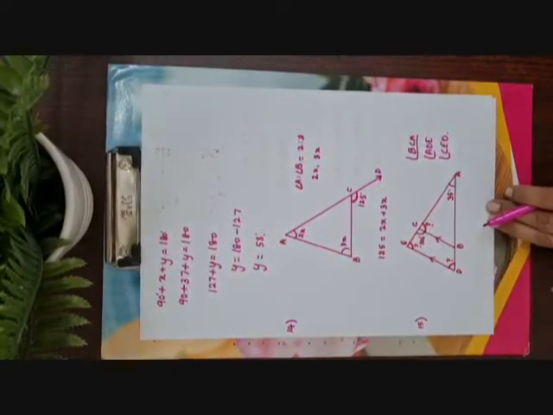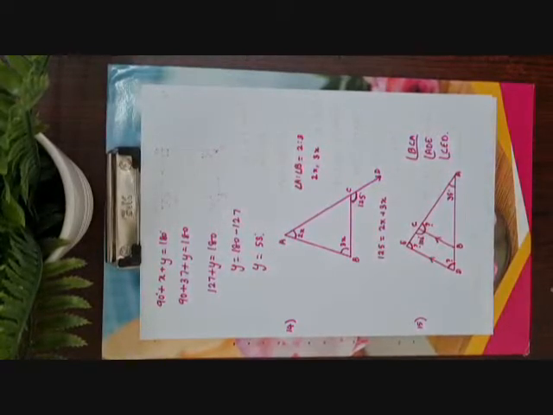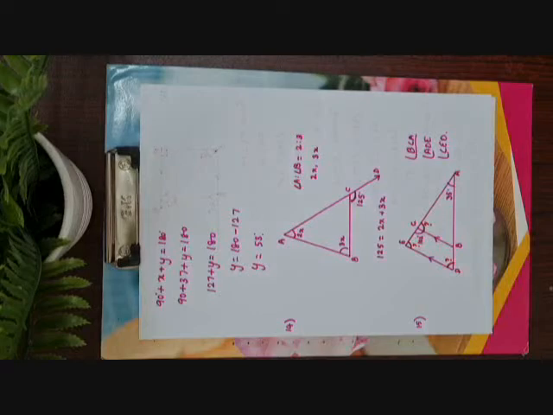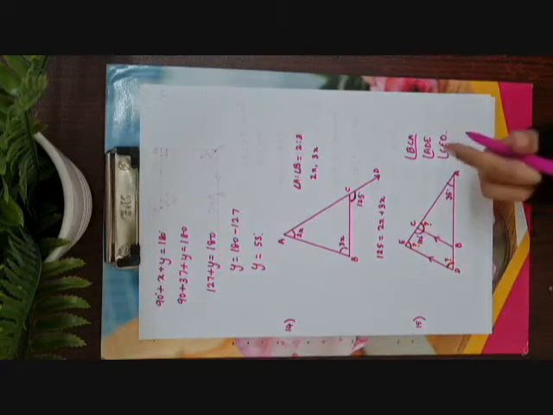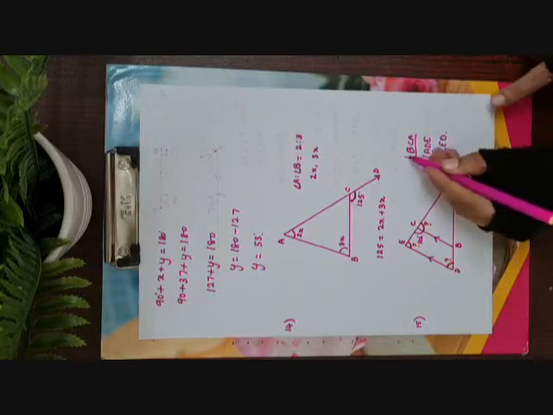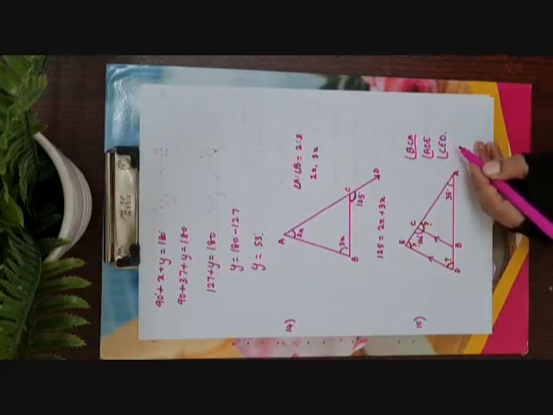Okay. Let's solve the 15th one, children. I am reading the 15th question now. In the adjacent figure, it is given that BC is parallel to DE. Angle BAC is equal to 35 degrees and angle BCE is equal to 102 degrees. Find the measure of angle BCA, angle ADE and angle CED. We have to find the measure of these three angles, children.